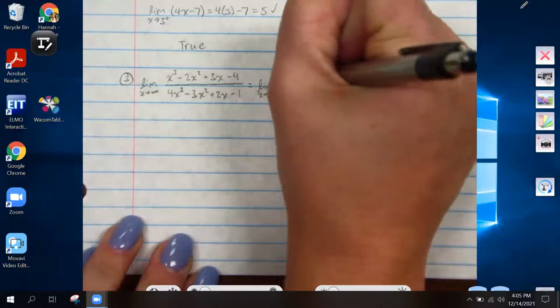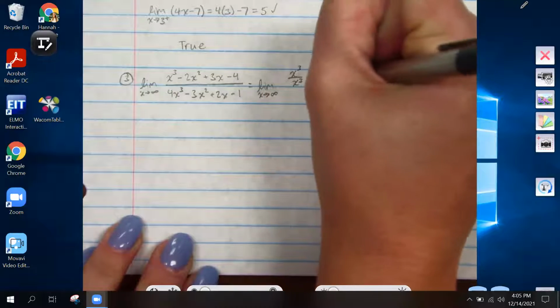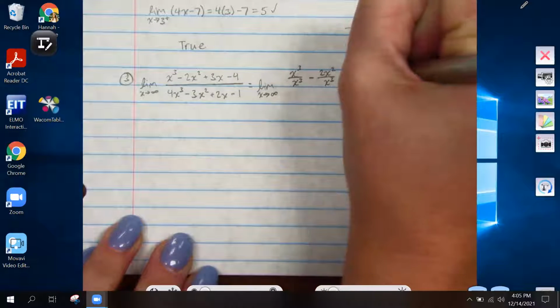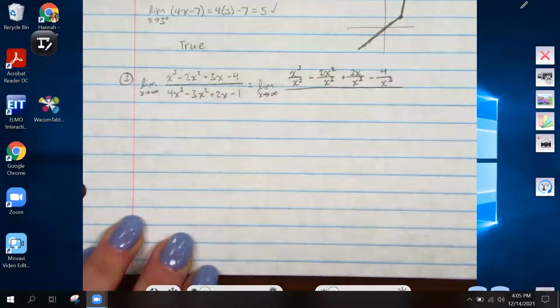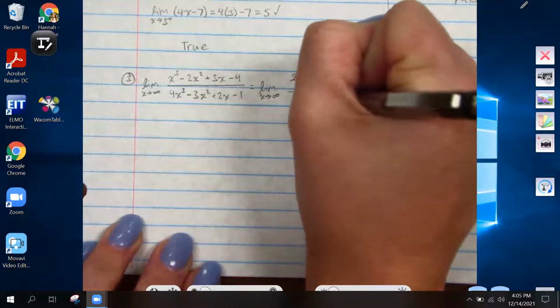We have x cubed over x cubed minus 2x squared over x cubed plus 3x over x cubed minus 4 over x cubed. That's the numerator. Everything in the denominator also gets divided by x cubed.